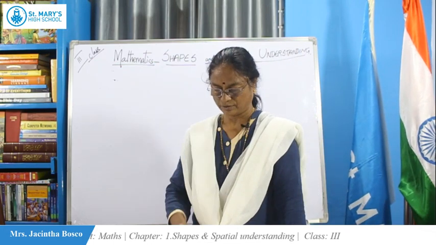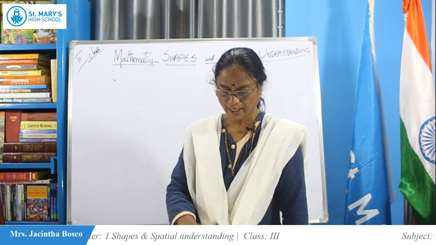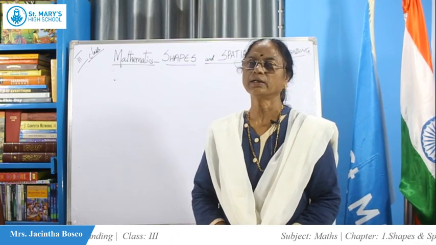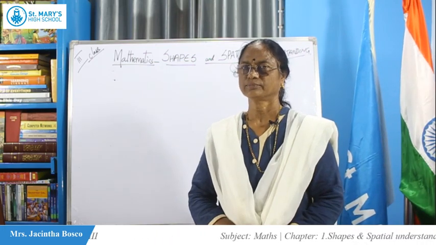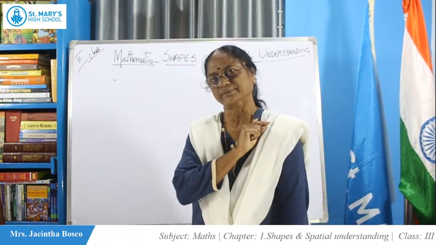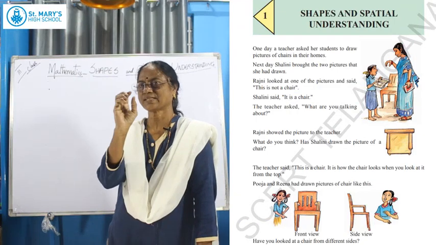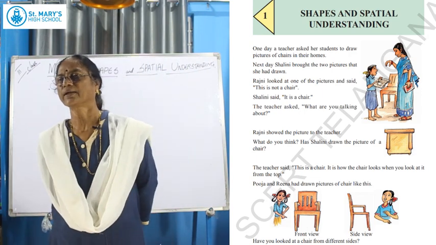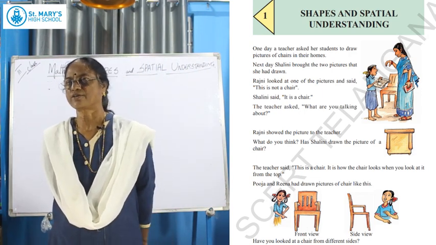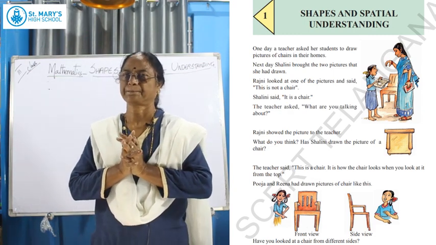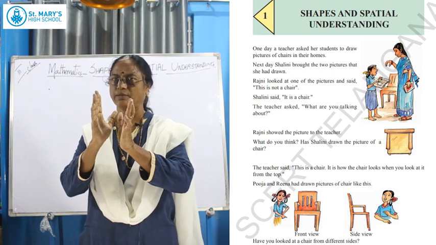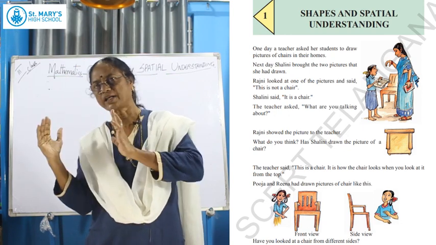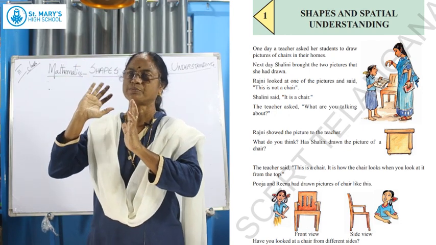Suppose you want to draw a chair. How do you draw? So here a girl was asked to draw the chair. The child may draw only one view and show the teacher. This is the way. See here in the picture there are two ways. You can draw the picture in two views. One is top view, second is front view, side view, back view.